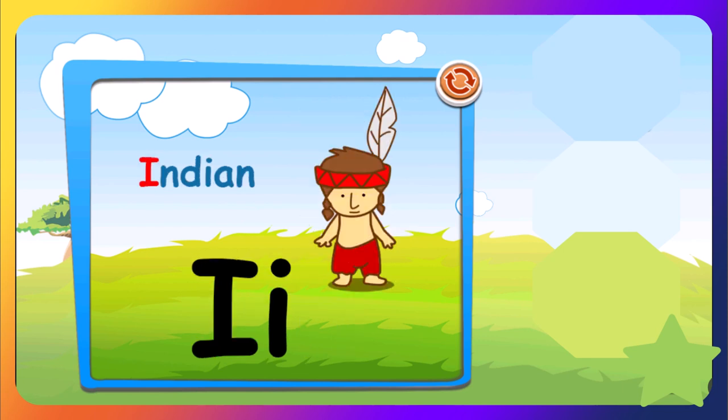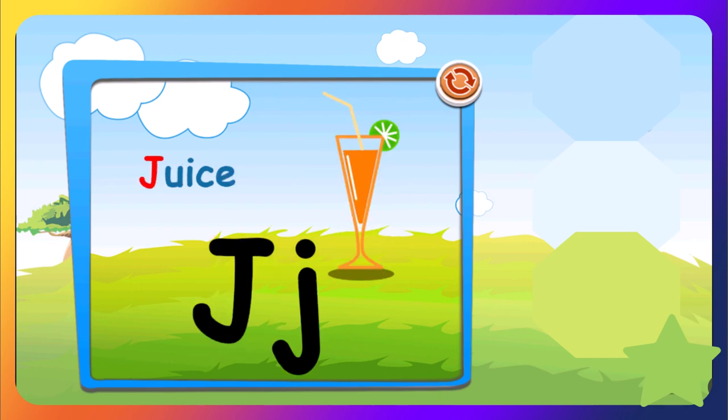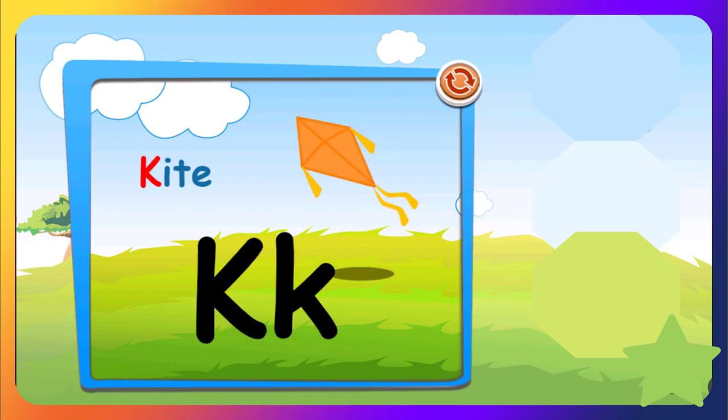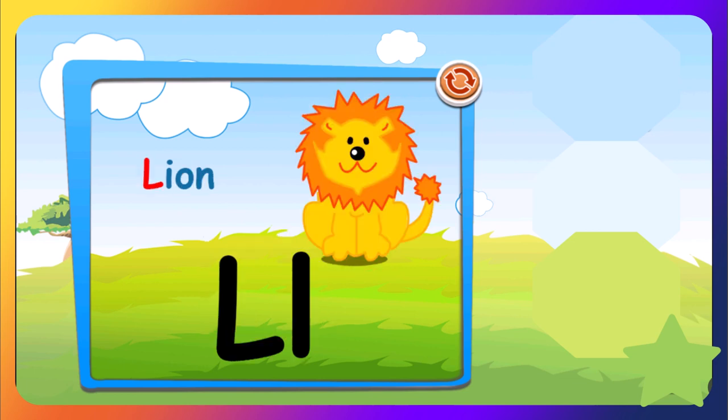I is for Indian. J is for juice. K is for kite. L is for lion.